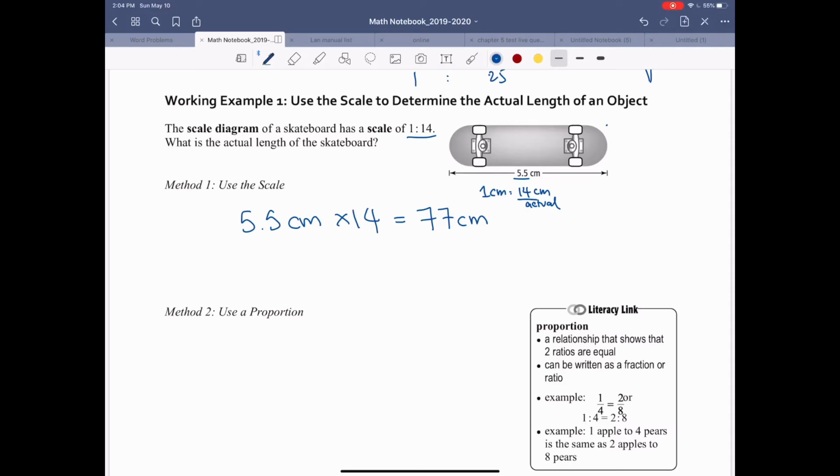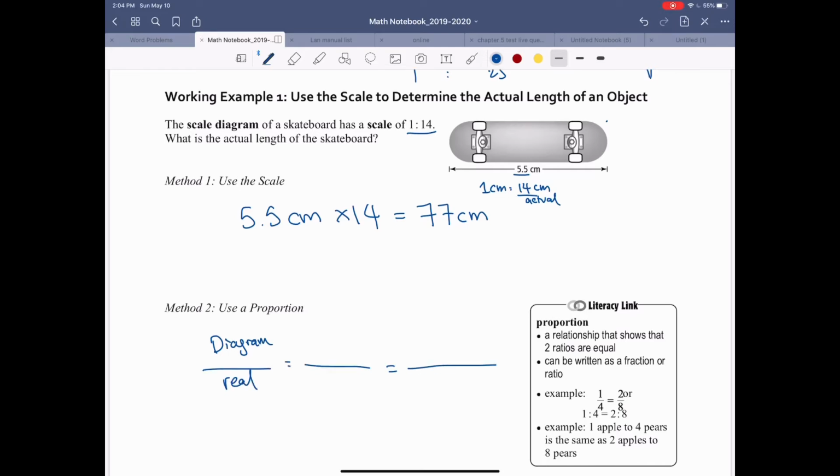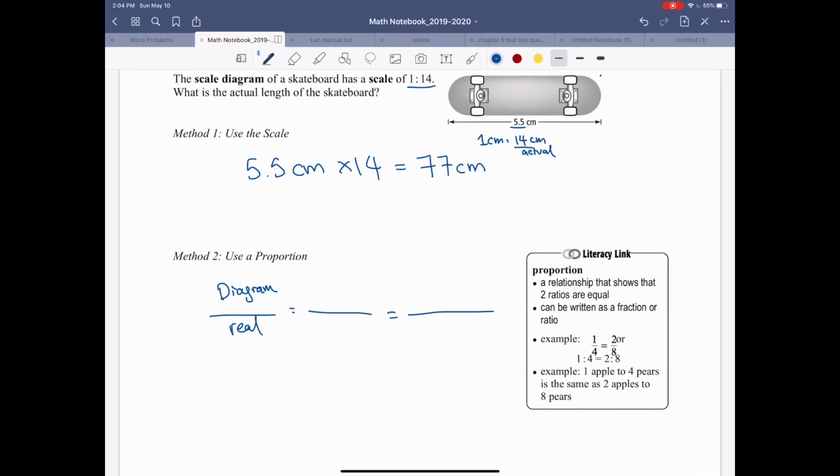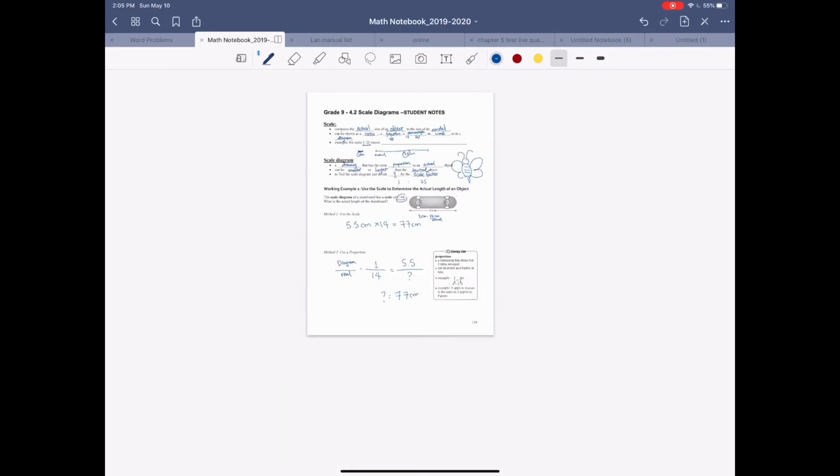If you use a proportion, remember we talked about diagram versus real. Let's talk about how to fill the numbers in. Using this scale factor, every 1 centimeter in the diagram, or one part in the diagram, represents 14 parts in actual. In the diagram it says 5.5 cm, so what is this actually representing? Do cross multiplication and you get the same thing, which is 77 cm. Either way you can do it.